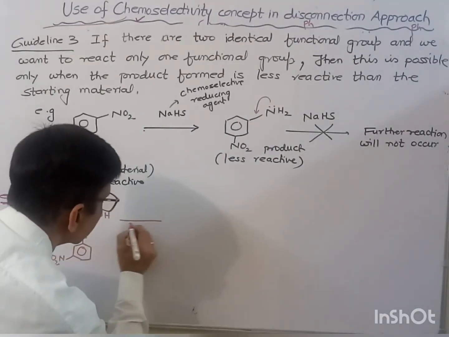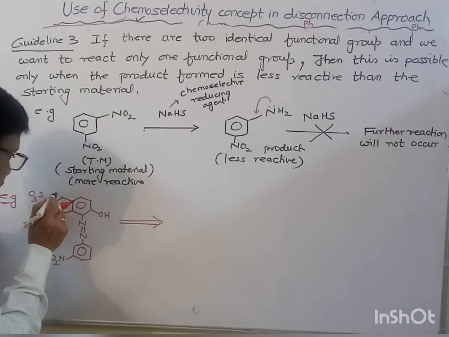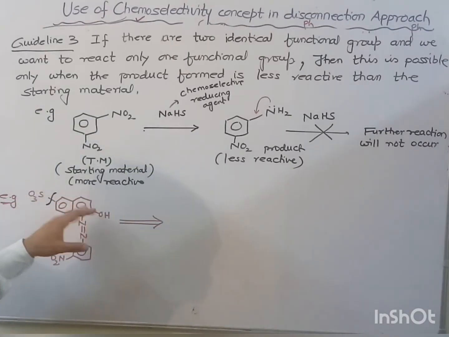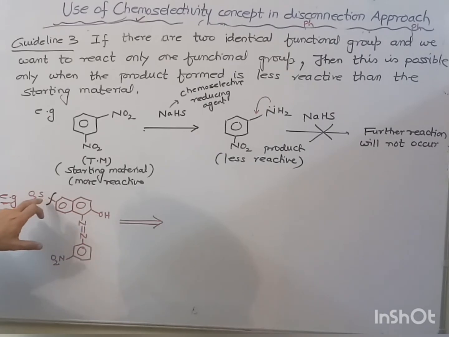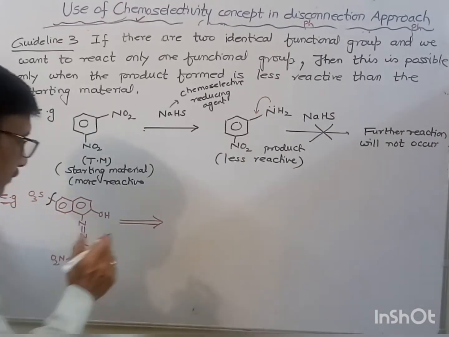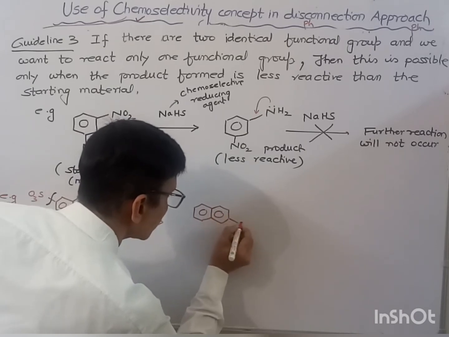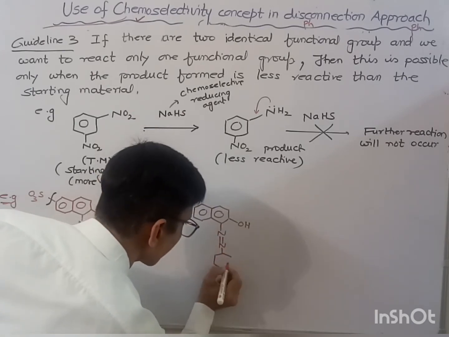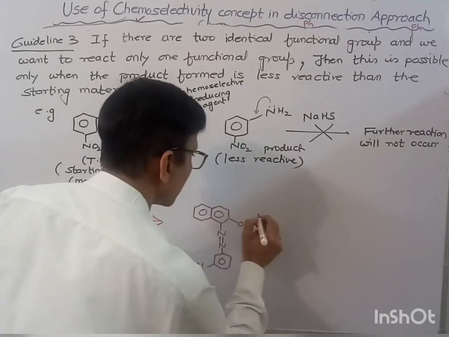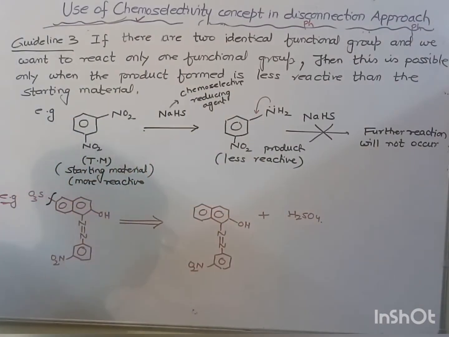Now if you disconnect it, we can do the disconnection from here. First we can disconnect it from here, because if we have a naphthol, this naphthol part, and if we do the sulfonation, then the sulfonate group will go at this position. So what we can write? We can write naphthol OH plus H2SO4. So this will undergo sulfonation and we will get this in a reverse reaction.